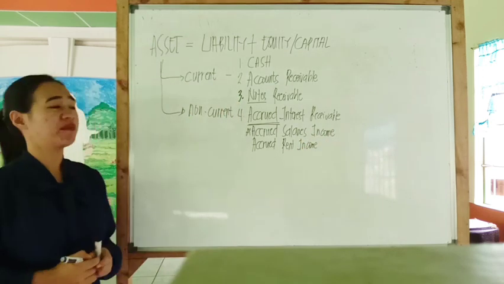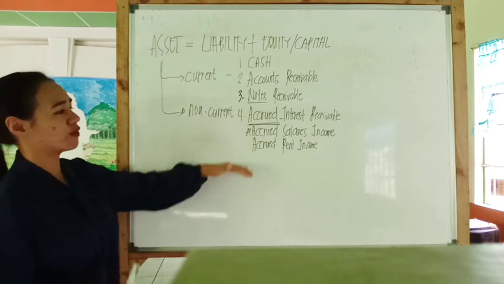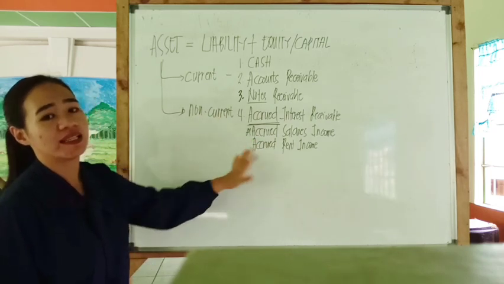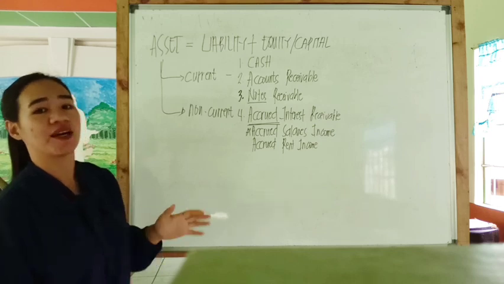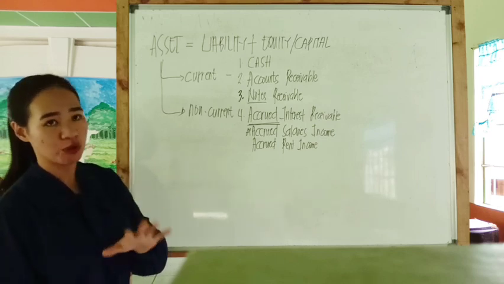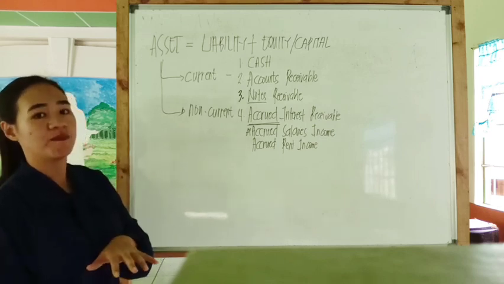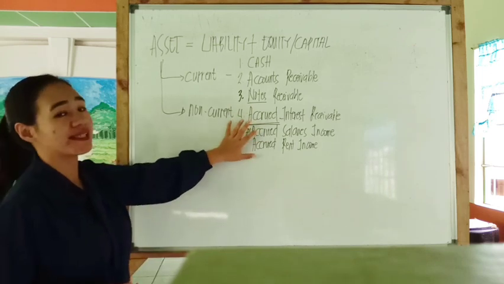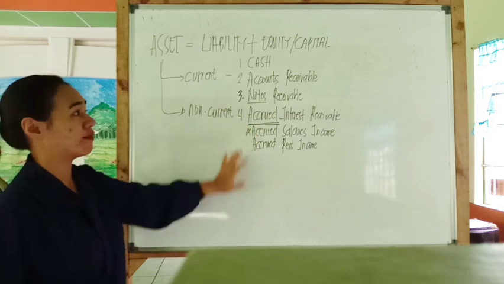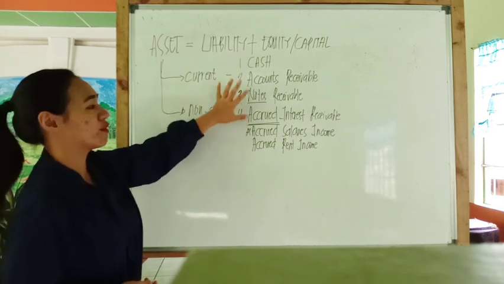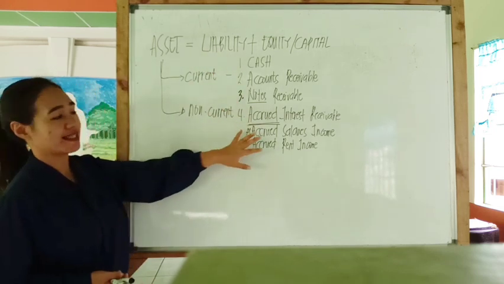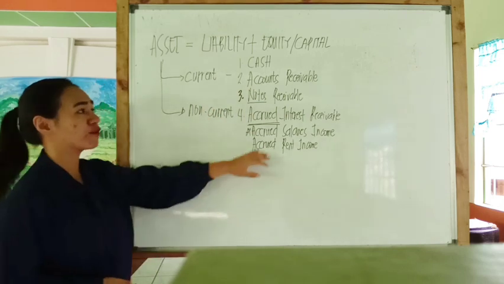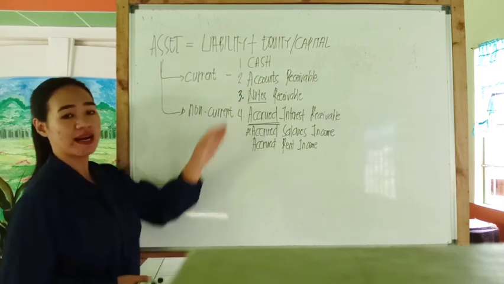So later on, may encounter kayo na ganito, accrued salaries income, accrued rent income. Ang ibig sabihin yan, na-render mo na yung service sa kanila or nabigay mo na yung gusto nila, yung demand ng customer, however, hindi pa siya nababayaran. That is still considered as receivable. So, accounts receivable, notes receivable, accrued interest receivable, accrued salaries income. These are examples of collectibles ng company.